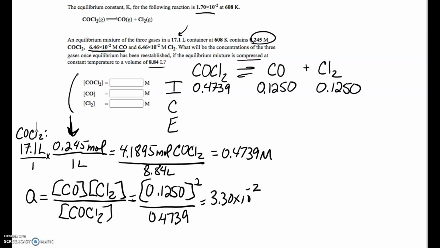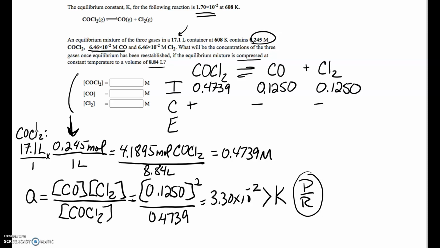And we're going to compare it to this number. They're both times 10 to the minus 2. 3.3 is greater than our K value. So our products over our reactants is too big. We need to reduce this products over reactants. The only way to reduce that is to reduce our products and increase our reactants. So that tells us the direction of change.